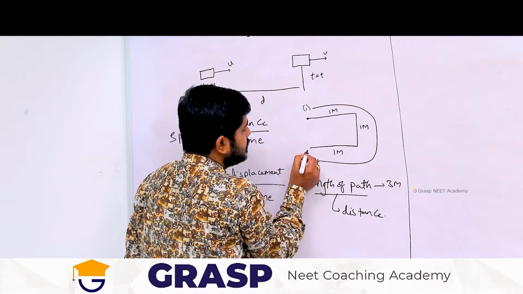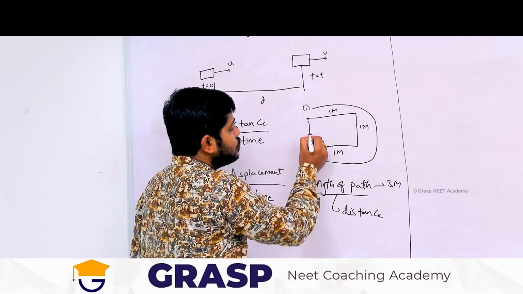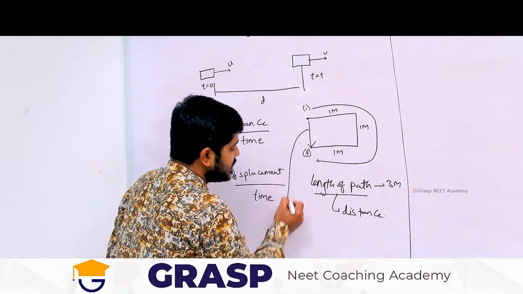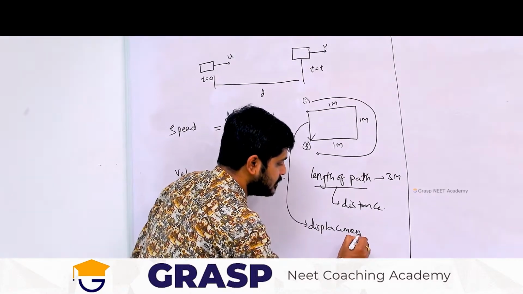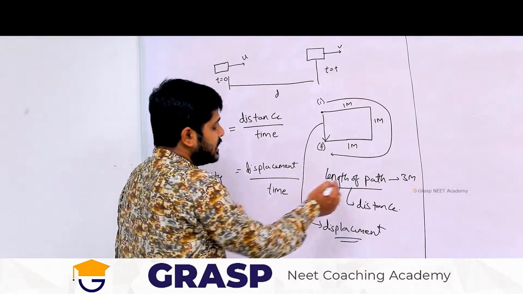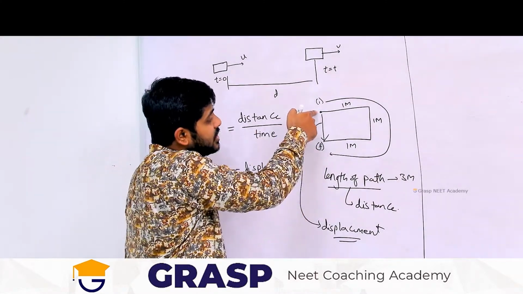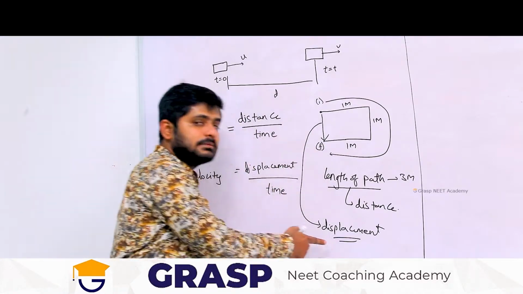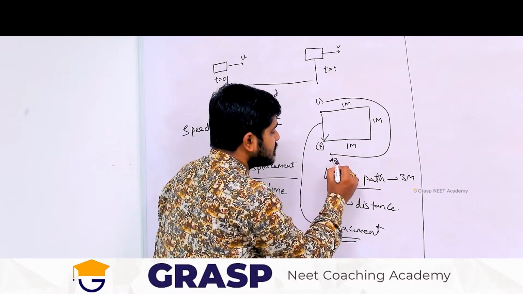This is the final point. If you draw a line from initial to final, this is nothing but displacement. The difference is, the total length of the path travelled is distance, and the direct line from initial point to final point is displacement. Assume it took 3 seconds.